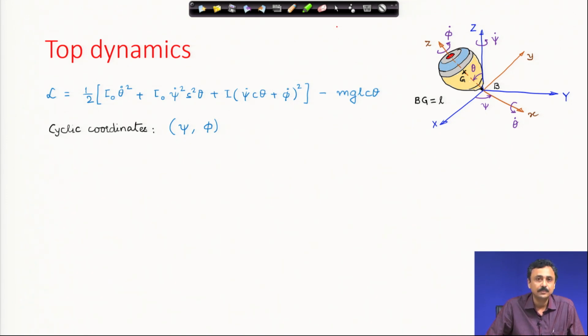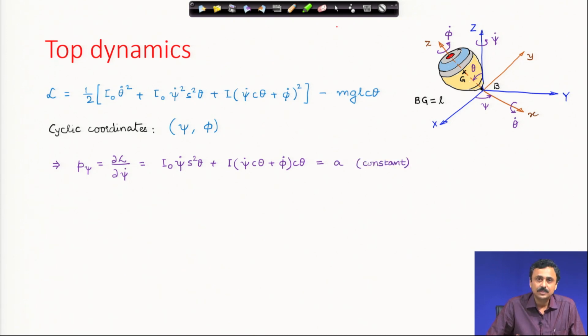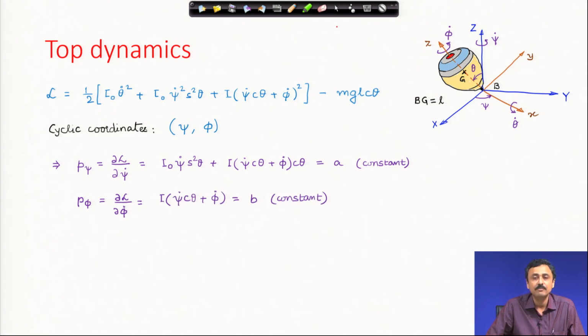generalized momentum. The generalized momentum, or momentum conjugate to psi, is given by del L del psi dot, as we have discussed before, and you can very easily compute this from the Lagrangian. This is a constant of motion, therefore, I will say that this is some constant A. Similarly, the momentum conjugate to the coordinate phi, which is p phi, is defined as del L del phi dot. Again, we can calculate very easily, this expression is given by this, and this is also a constant of motion, and I have named it B.